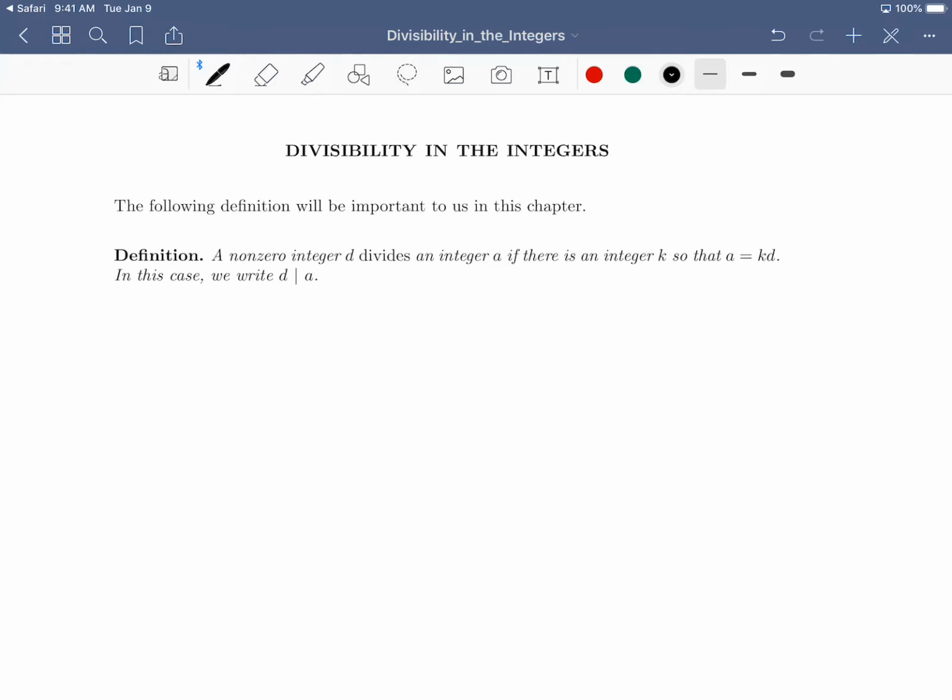One of the first concepts we're going to study is divisibility in the integers, and this is something you know a lot about, but you may not have looked at it formally the way we're about to. So divisibility in the integers, we're going to talk about just the integers.